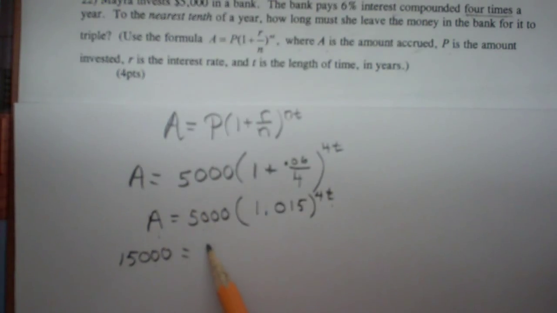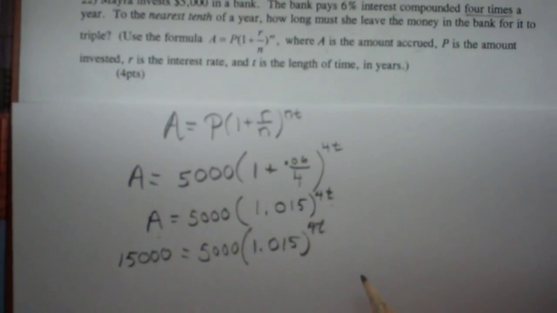So we have 15,000 is equal to 5,000 times 1.015 to the 4t, right? And basically we're trying to solve for t. Now, anytime that you're solving for a variable that is in the exponent, you should be thinking, this is a good time to use a logarithm, right?